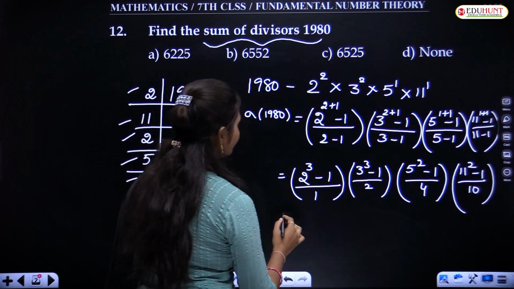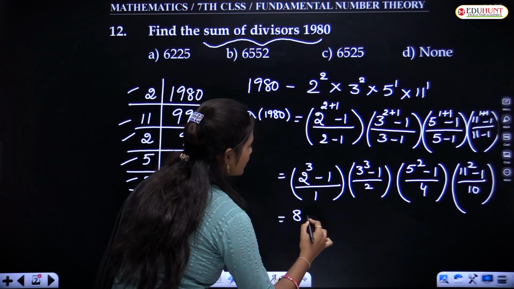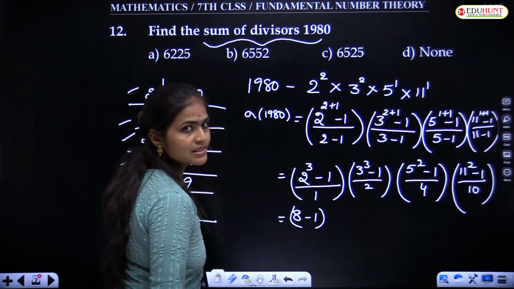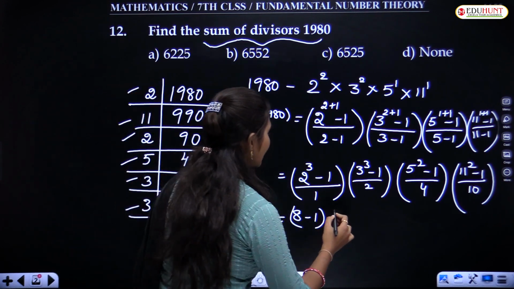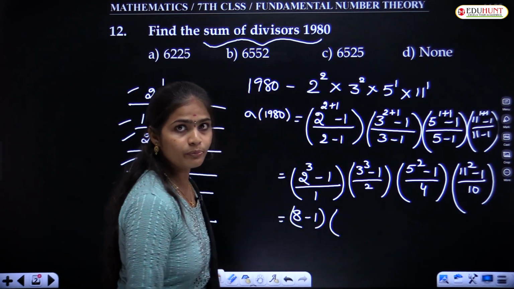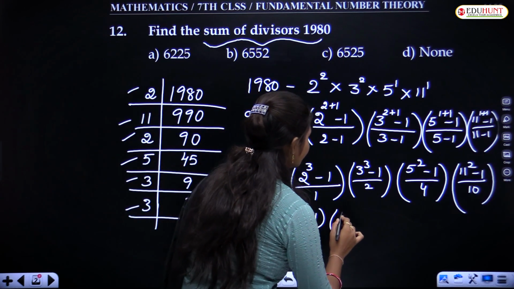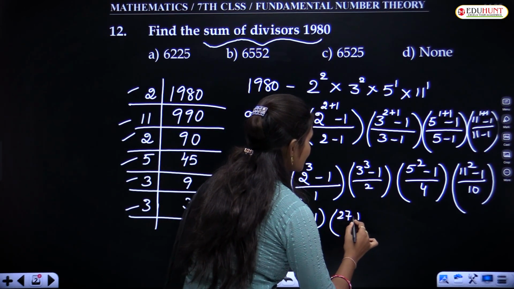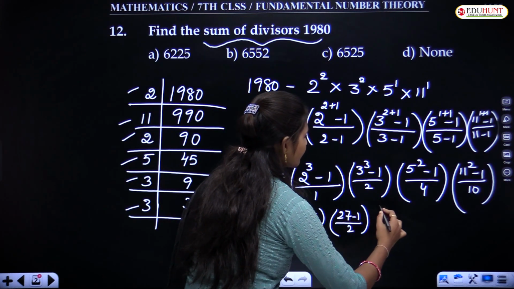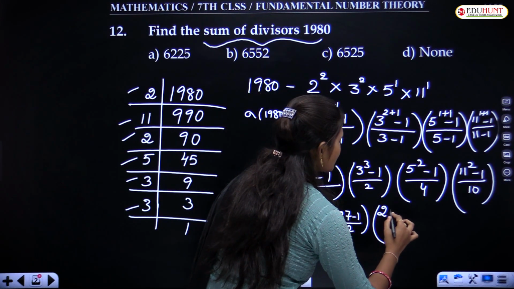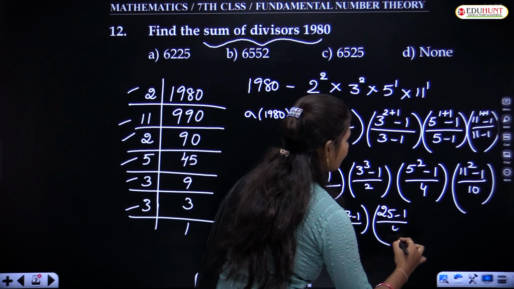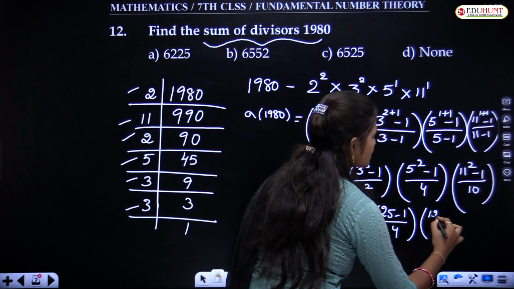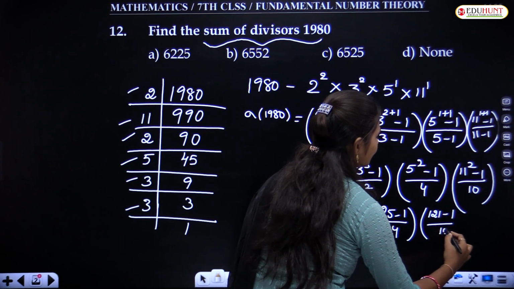Clear? So 2 cube value is equal to 8. 8 minus 1 by 1, no need to write, right? So here 8 minus 1, into 3 cube value is 27, so 27 minus 1 whole by 2. Okay. Into 5 square is 25 minus 1 whole by 4. Into 11 square is 121 minus 1 by 10.